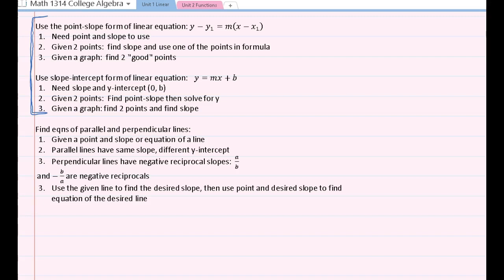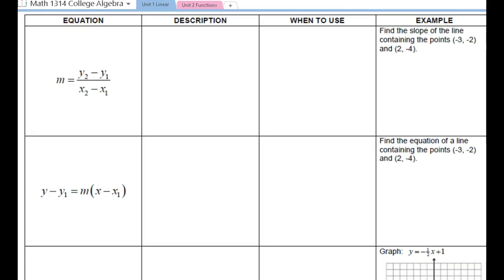Before we go into using the point slope and the slope intercept forms in order to write equations, let's first go over one of the handouts that I made specifically for this lesson. You should be able to find that in my notes. So let's go over some information about lines that you may or may not know.